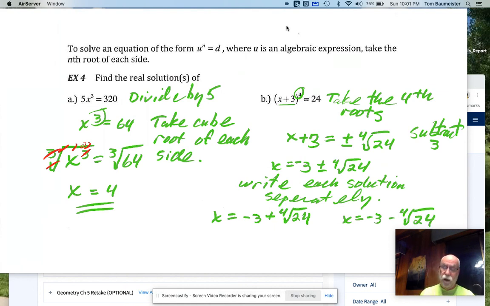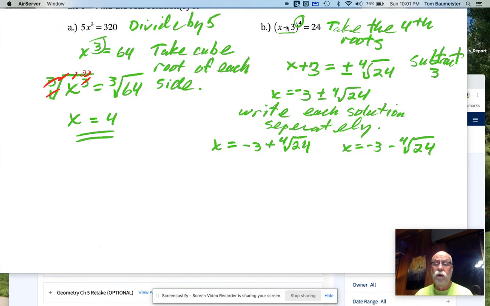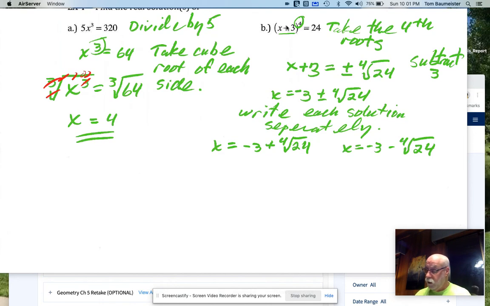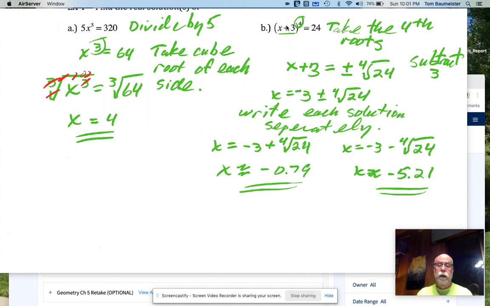If it tells you to leave it in radical form, you're going to have to do that. But I didn't tell you on this one here. So I would just plug it into your calculator. And I'll get that x is approximately equal to negative 79 thousandths, or x is equal to approximately negative 5 and 21 thousandths. And that's it.